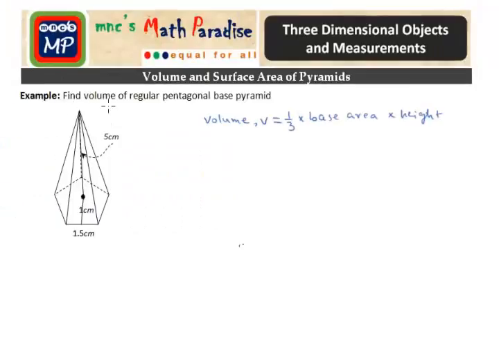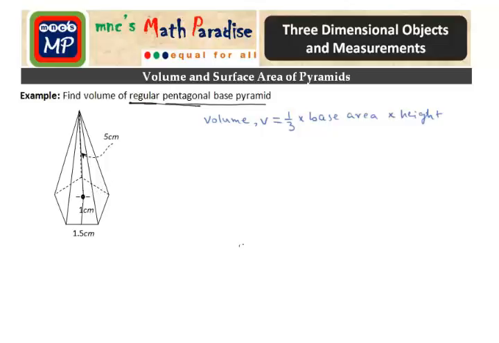Now we will find the volume of a regular pentagonal base pyramid. That means the base here is a pentagon, a regular pentagon. So here there are 1, 2, 3, 4, 5 arms. So it's a pentagon and it's a regular pentagon. So we need to find the volume of this regular pentagonal base pyramid.